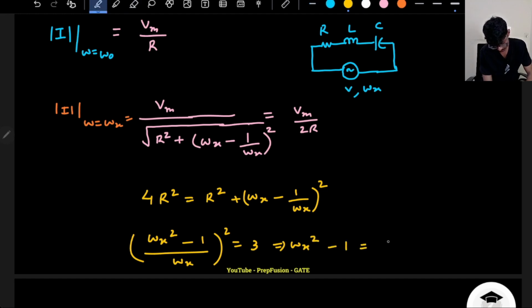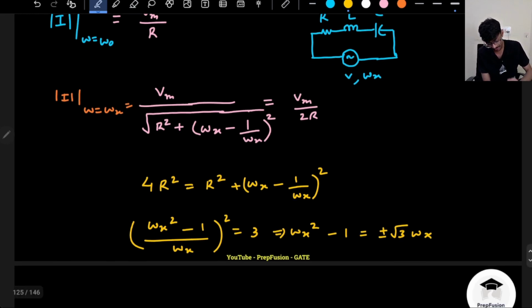So 1 by omega x can be plus or minus under root 3. Shall I choose the plus or the negative? Here a very interesting thing comes up. Omega x, what is my omega naught?